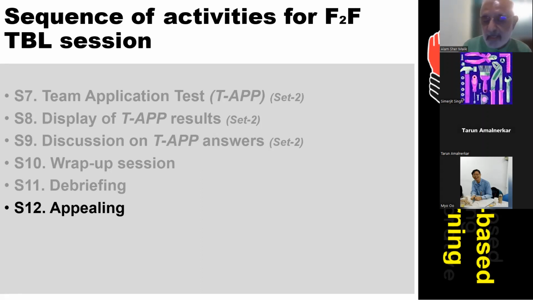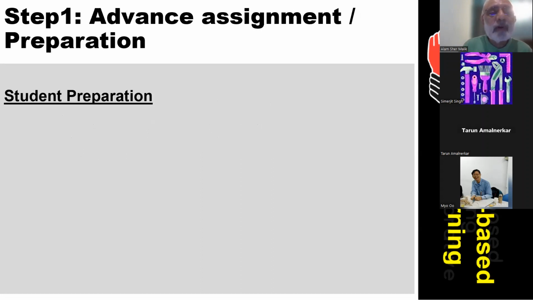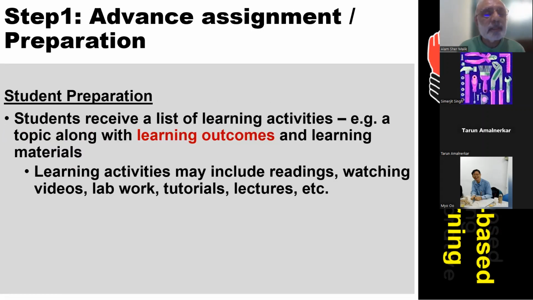I will try to explain each step briefly. The step one, which is advanced assignment and preparation: students receive a list of learning activities, for example, a topic, along with learning outcomes. That's important. We simply don't give them a topic to read or a video to watch or whatever, but we must give the learning outcomes, meaning students should know what is expected of them while they are going through this assignment. And learning activities may include readings, watching videos, lab work, tutorials, or even a previous set of lectures can be used as the learning activities.